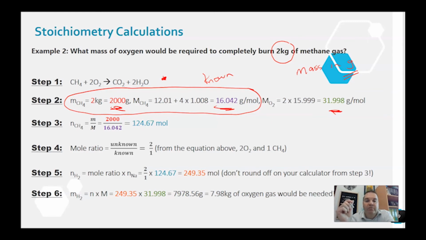Getting the mole ratio from the equation, the oxygen has a 2 in front of it, the methane has a 1 in front of it. So the ratio is 2 over 1. Okay. So now for step 5, we multiply the mole ratio here, 2 over 1, by the number of moles that we had from the previous step here. That gives us 249.35 moles of oxygen. This should say oxygen here, not H2. I just copied that over very badly from the last slide, sorry.